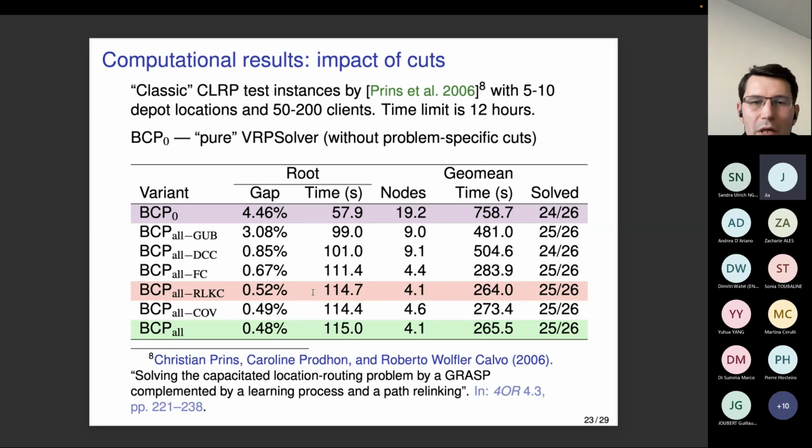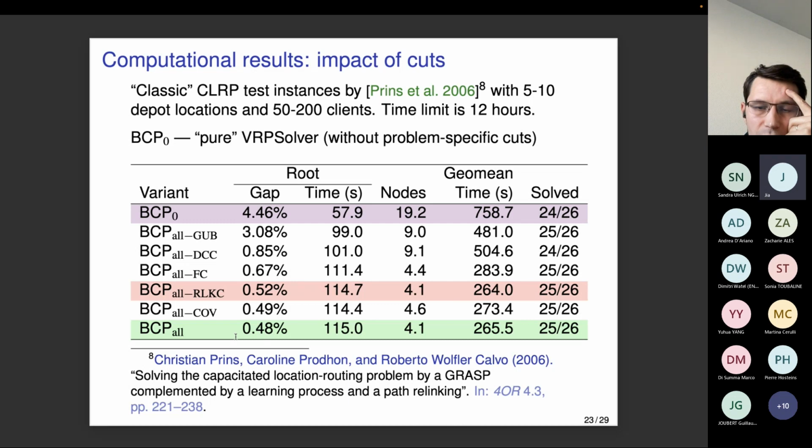So now I will pass to the computational results. The first result I present is about the impact of the cuts on the solution times. There are several lines here, but I want to pay attention to the three colored ones. The first one, in violet, corresponds to the pure VRP solver results. It means that without any problem-specific cuts, we include only cuts which are generic for vehicle routing problems. You can see that this variant is quite a bit less efficient than the other variants which use problem-specific cuts.